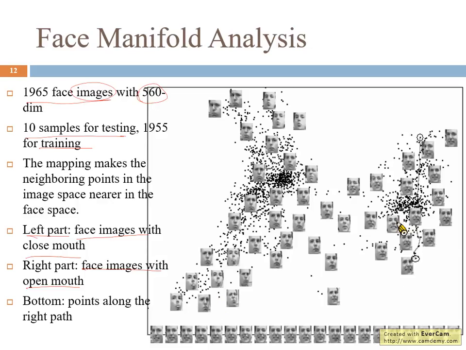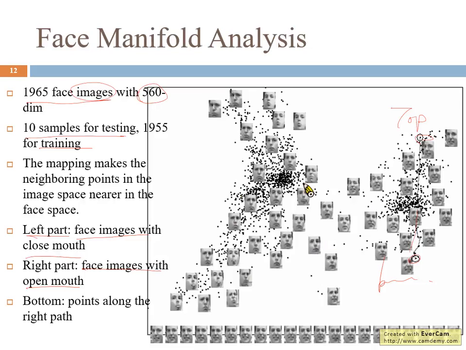At the bottom part, we can see points along the right path. If we go from this point to this point, and show all the sample points that this path passes through, we will see this sequence. From top to bottom, we see that the viewing angle is different, from the left face to the right face of this person.